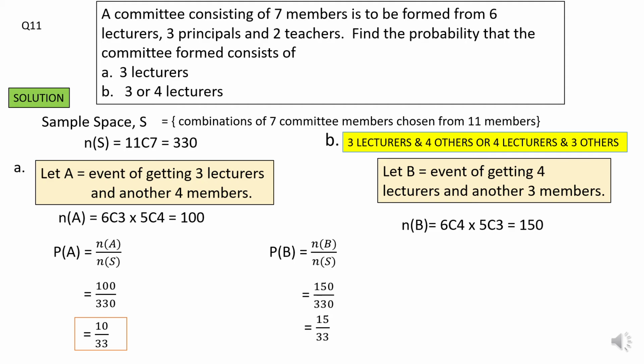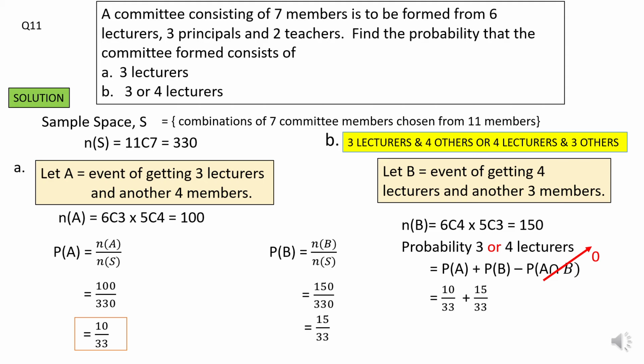Now go back to the question. The question is find the probability that the committee formed consists of 3 or 4 lecturers. So probability of 3 or 4 lecturers can be written as probability A plus probability B minus probability A intersect B. Now probability A intersect B here equals to 0. So you can neglect that part. Therefore we just have probability A plus probability B. Substitute the values which we have and simplify to get the final answer.